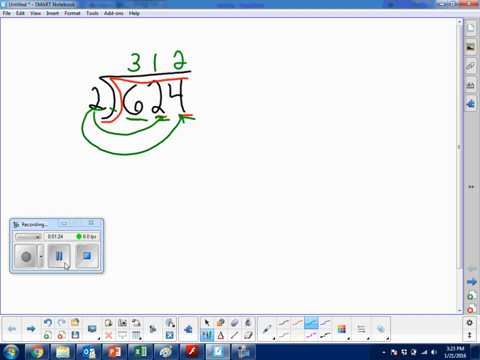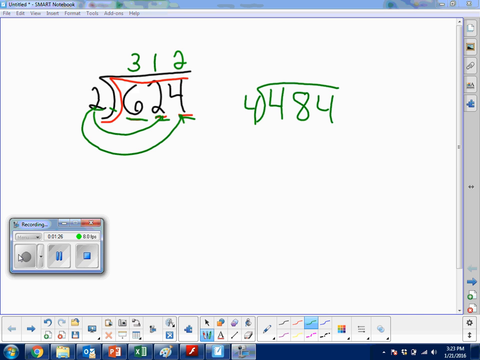Let's try another one. How about 484 divided by 4? Just like before, we're going to take it one place value at a time. Let's start out with this first place value, 4.